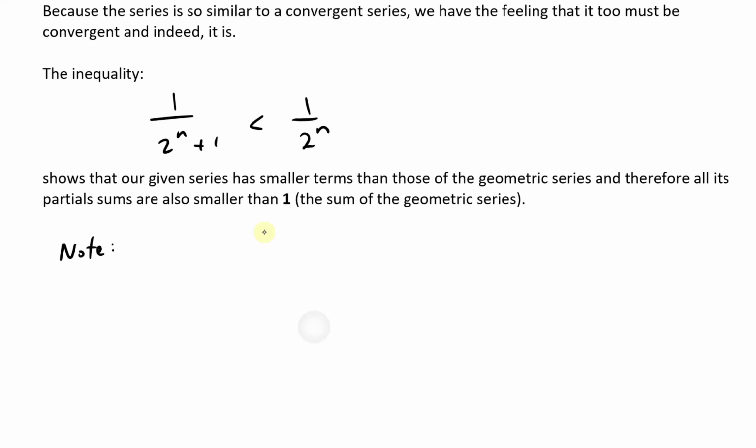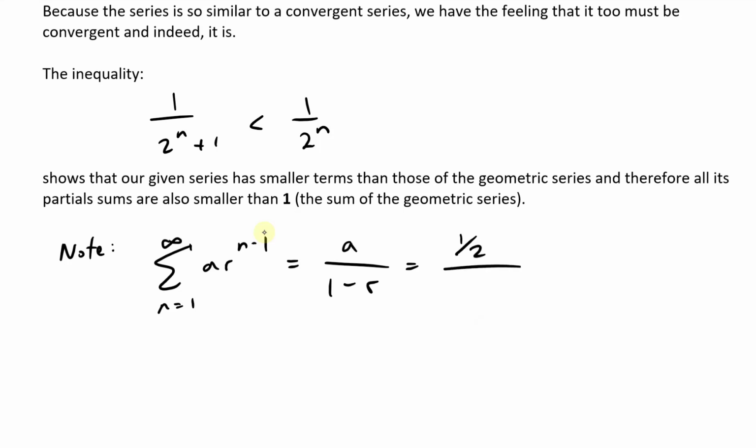So note that the geometric series from n equals 1 to infinity of a r to the n minus 1 equals a over 1 minus r. And in our case, we have both of them as 1/2, so we're going to have 1/2 divided by 1 minus 1/2. In other words, this one right here is 1/2, and then this one's 1 over 1 minus 1/2. That's the same thing as writing 2 over 2, so 2 minus 1 is 1. So we're going to get a 1/2.